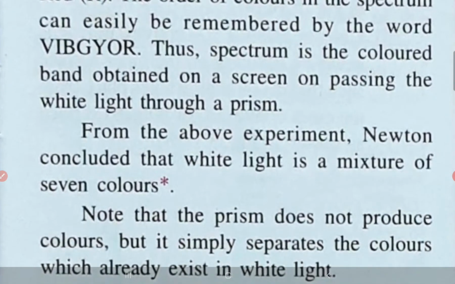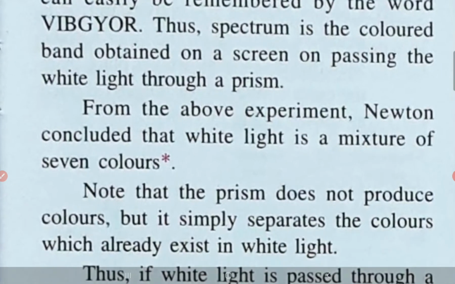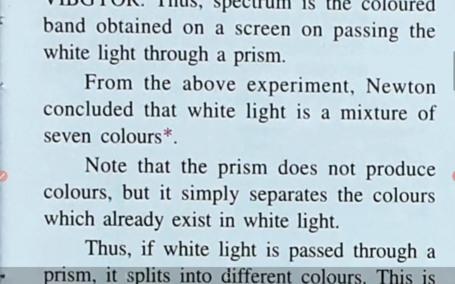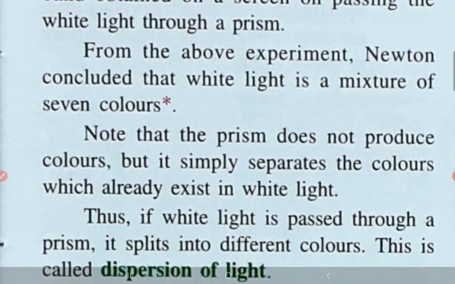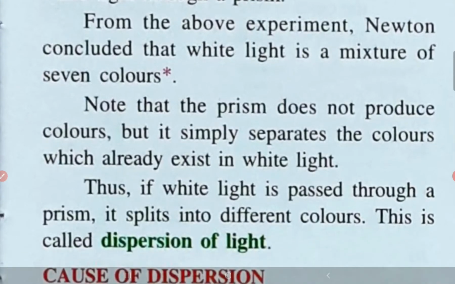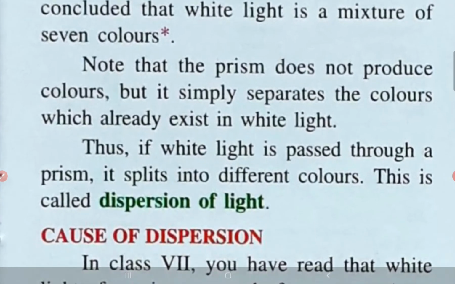Okay, from the above experiment Newton concluded that white light is a mixture of 7 colors. Note that the prism does not produce colors, but it simply separates the colors of the white light which already exist in the light. Thus if white light is passed through a prism, it splits into different colors, and this is called dispersion of light. Like we have studied reflection in class 7, and refraction, right now we are studying dispersion of light. It is the splitting of white light into its constituent colors.